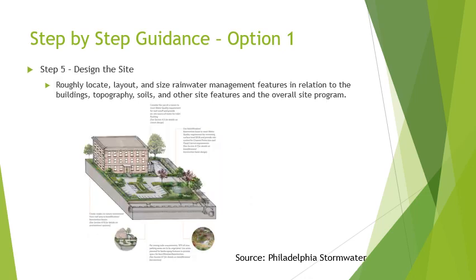Step 5 involves designing the site. You'll want to roughly lay out the site, including where permanent objects such as buildings will be located, and then examine the topography to identify where rainwater management features could be constructed. This layout can be refined in further steps.